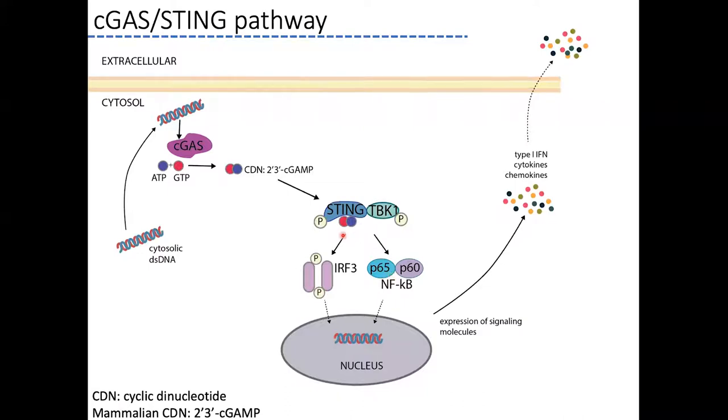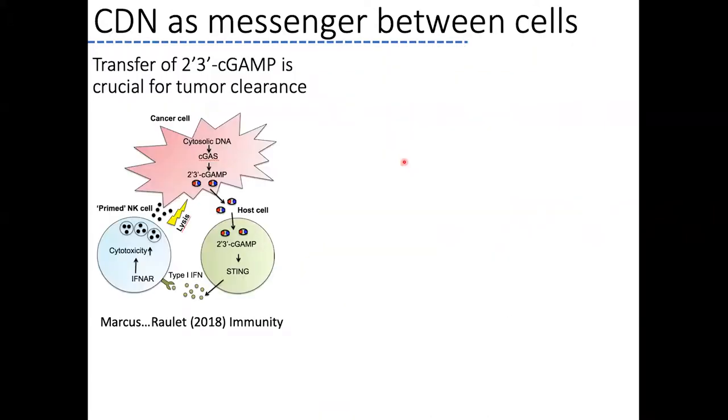So in this situation, STING responds to CDNs produced within the cell. But we know that STING can also respond to cyclic dinucleotides from the extracellular environment. This is important in certain tumor models, where cancer cells have a lot of cytosolic DNA, which will activate cGAS to produce cGAMP. And cGAMP can then activate STING in different host cells to produce type 1 interferon. This can activate other immune cells, including natural killer cells, to target and clear the tumor cell.